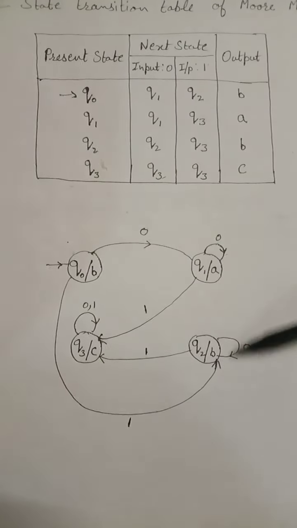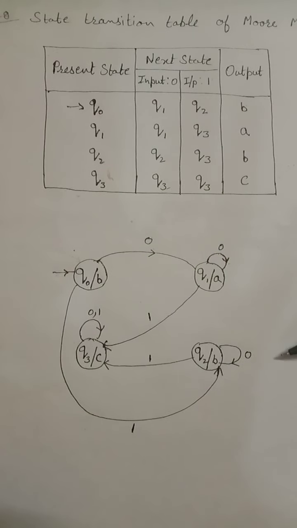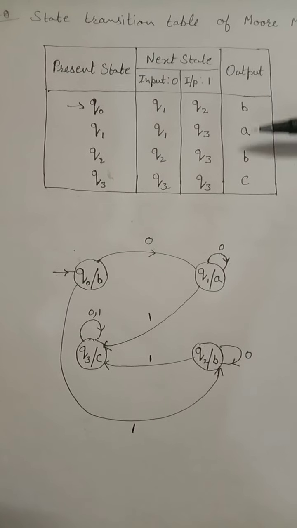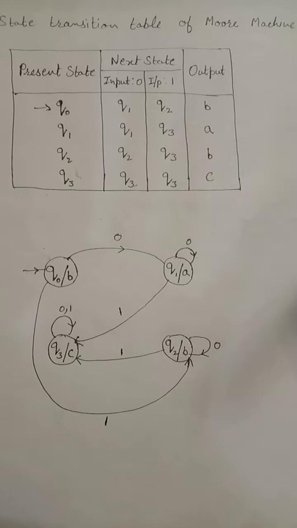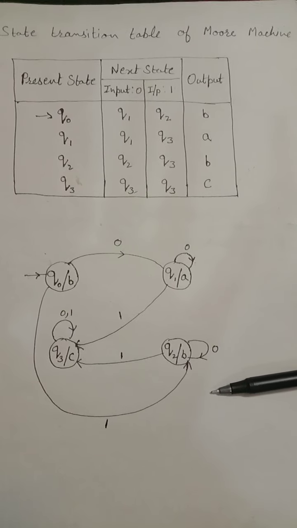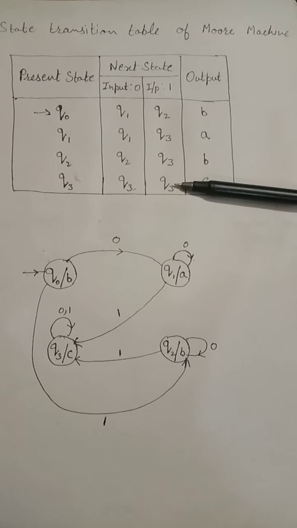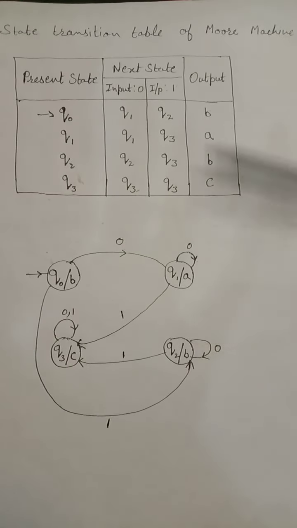So now this is the state transition diagram of the Moore machine whose transition table was given. Likewise, if the transition diagram is given, you can draw the corresponding Moore or Mealy machine, and vice versa.